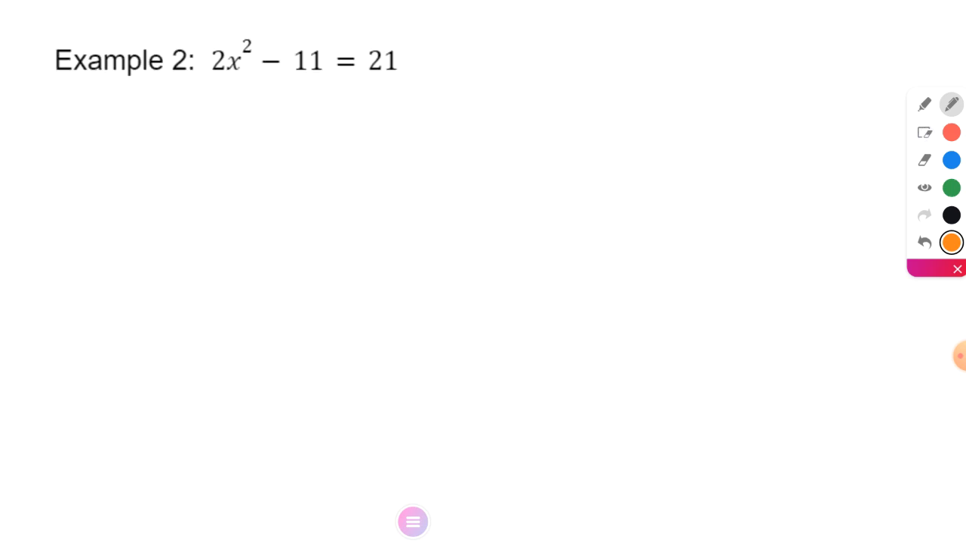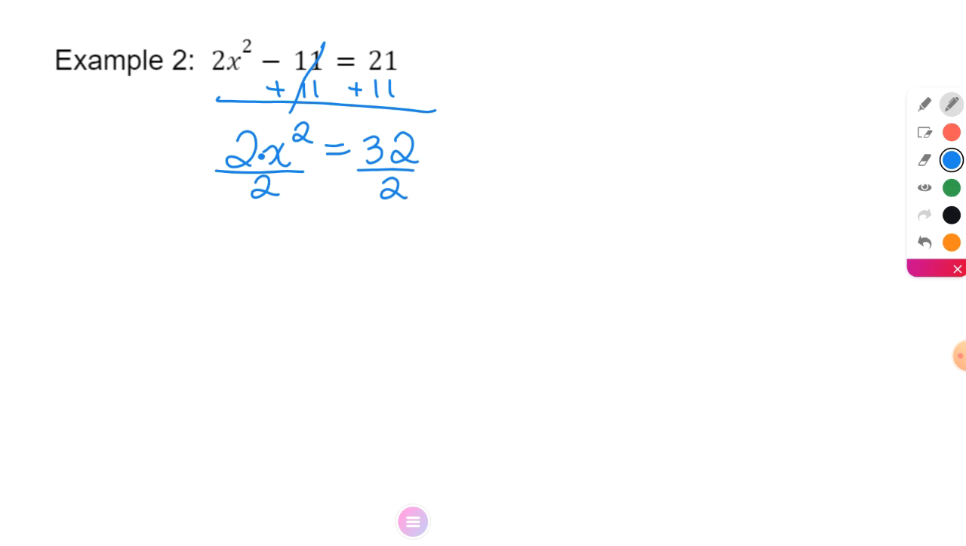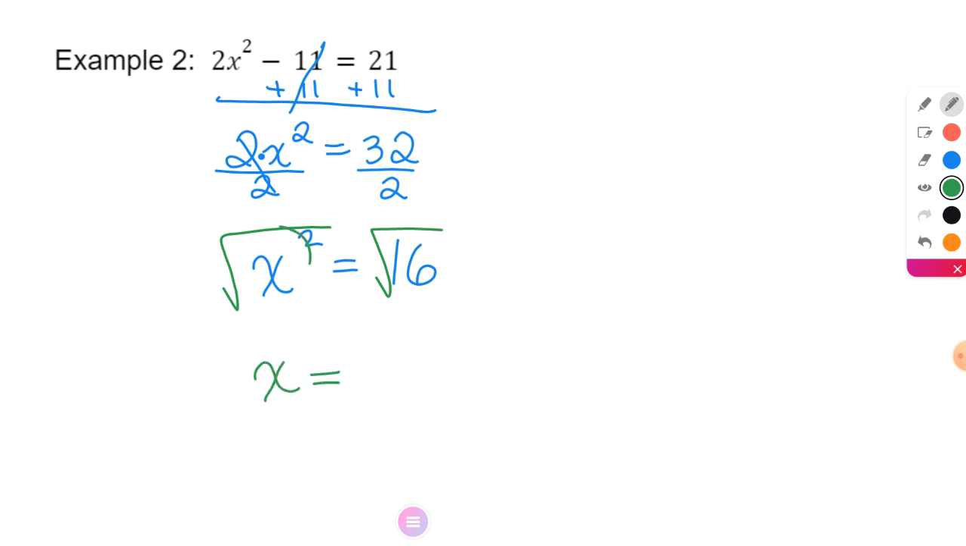Okay, next example. So again, step 1, get the squared term by itself. So I have minus 11, I better add 11 to both sides. So 2x squared equals 32. Still need the x squared by itself. It says 2 times x squared, so I'll divide by 2. X squared equals 16. All right, I've successfully gotten the x squared term isolated, so now I can take the square root of both sides. That cancels, x equals, don't forget my plus minus, so I have plus or minus, and the square root of 16 is 4.